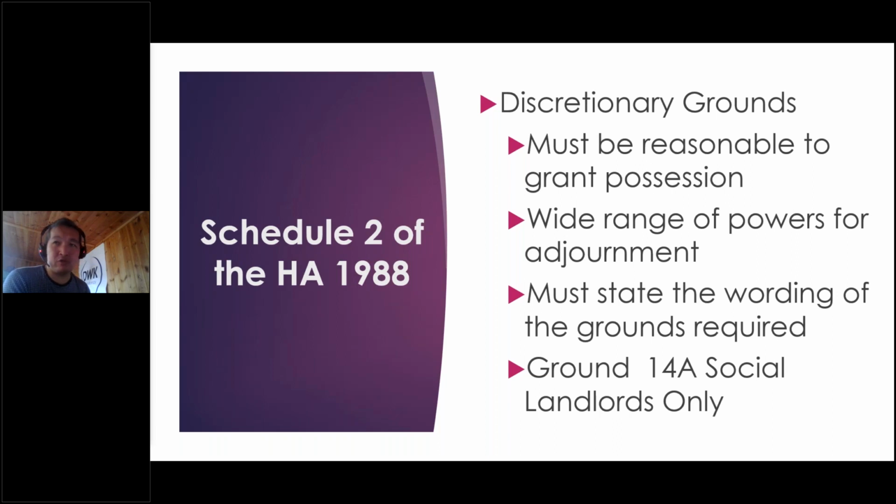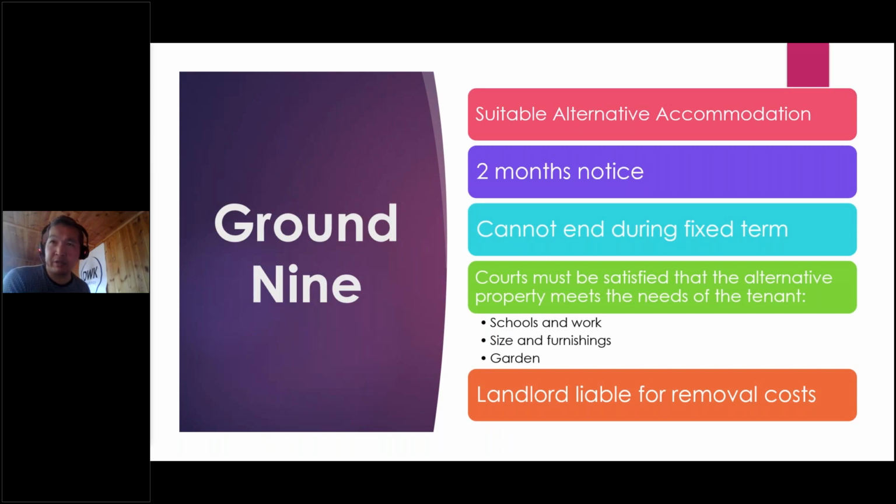So as I said to you before, discretionary grounds are something which I generally don't go on if I'm relying on them only. But obviously under Section 21, or when the Section 21s do get abolished, they are going to become much more important. So let's go through the 9 discretionary grounds plus the 2 subsections. So ground 9 is, again, this can't be used during the fixed term.